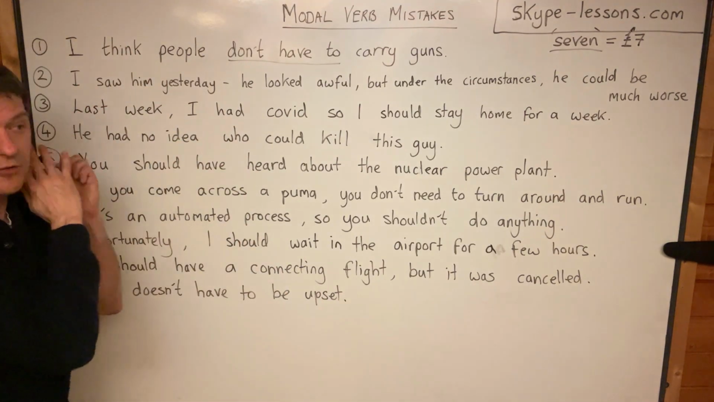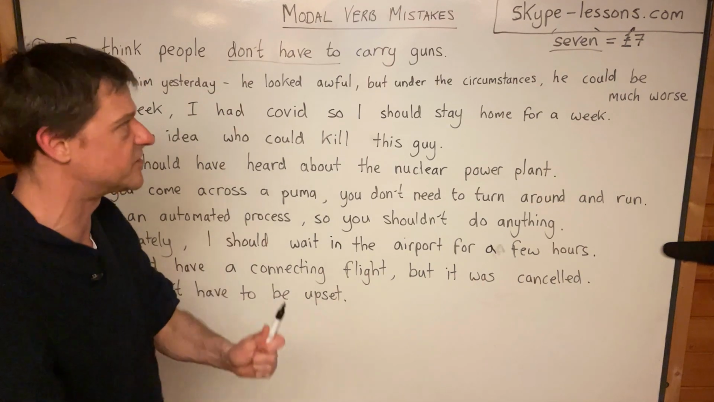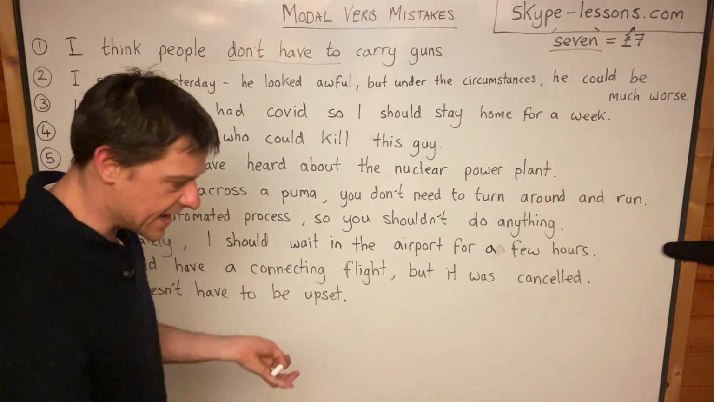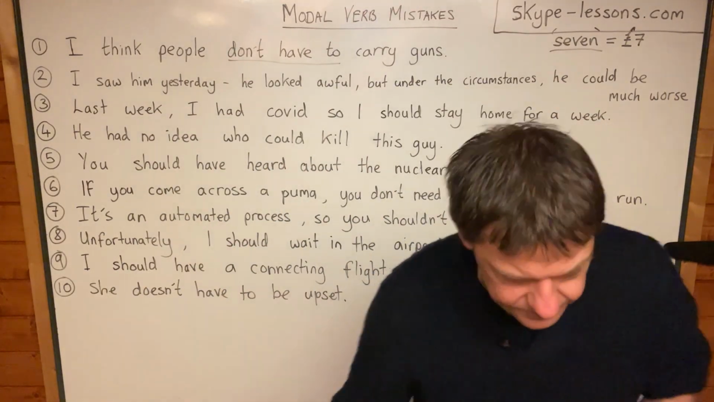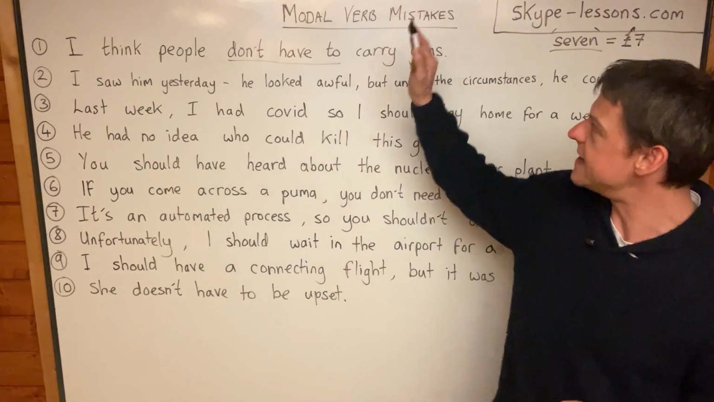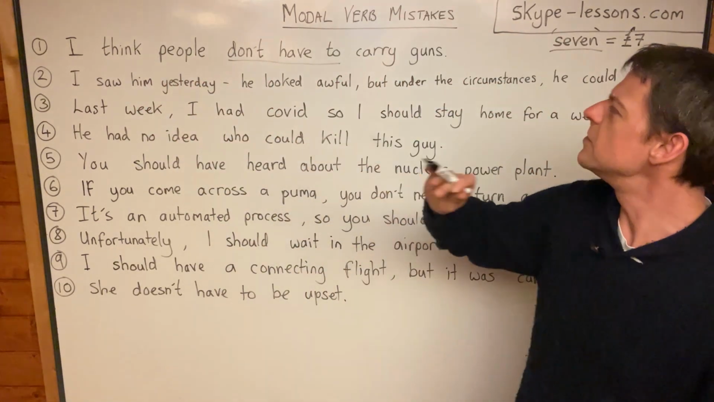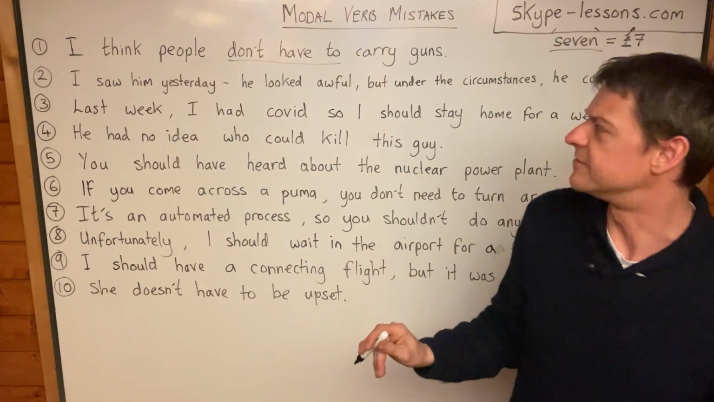This course is about mistakes. It's about all the mistakes that I hear my students make. So today, we're looking at modal verb mistakes. Here are 10 really typical modal verb mistakes. Number 1, I think people don't have to carry guns.